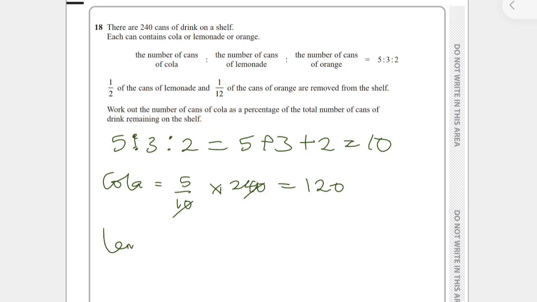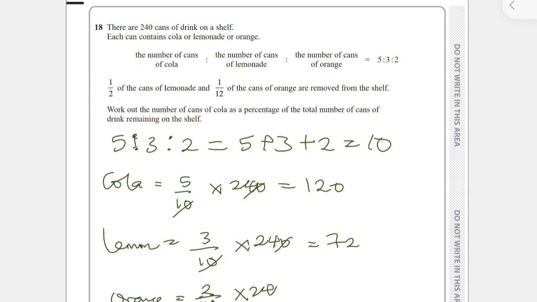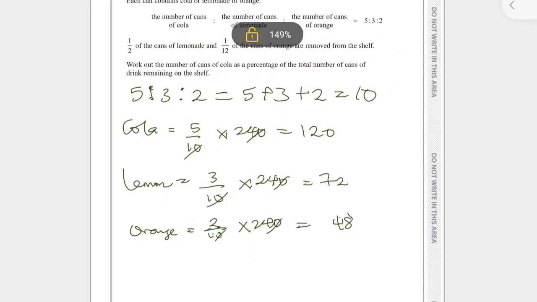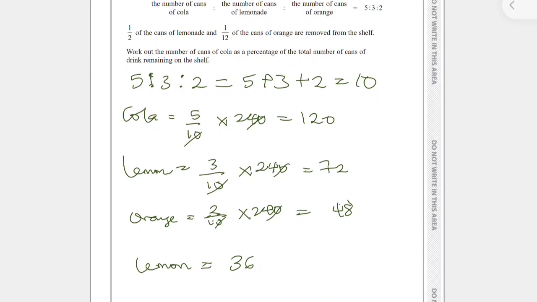Then lemonade, that will be 3/10 times 240. 0 cancels 0. 3 times 24 is 72. And orange is going to be 2/10 times 240. 0 cancels 0 again, that will be 48. Okay, so half of the cans of lemonade were removed from the shelf. So for lemonade, if we remove half, the remaining lemonade is going to be 36. Are you with me? That's going to be 36.